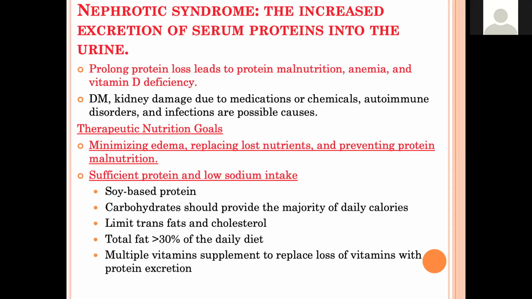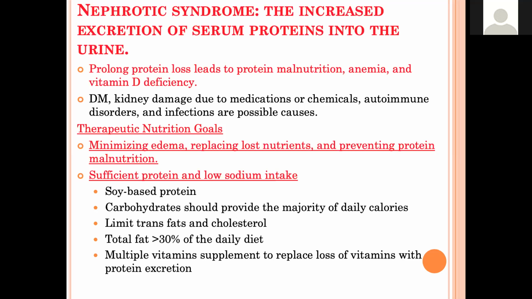In nephrotic syndrome, what we have is damage to the nephrons, okay? So we start spilling protein and other components into the urine that shouldn't be there. Prolonged protein loss leads to protein malnutrition, anemia, and vitamin D deficiency. Diabetes mellitus, again, we're talking type 2. Kidney damage due to meds or chemicals and autoimmune disorders, as well as infection, can be a cause, all right? So what do we do? We want to minimize edema, replace lost nutrients, and prevent protein malnutrition. So what do we do? More protein and less sodium, right?